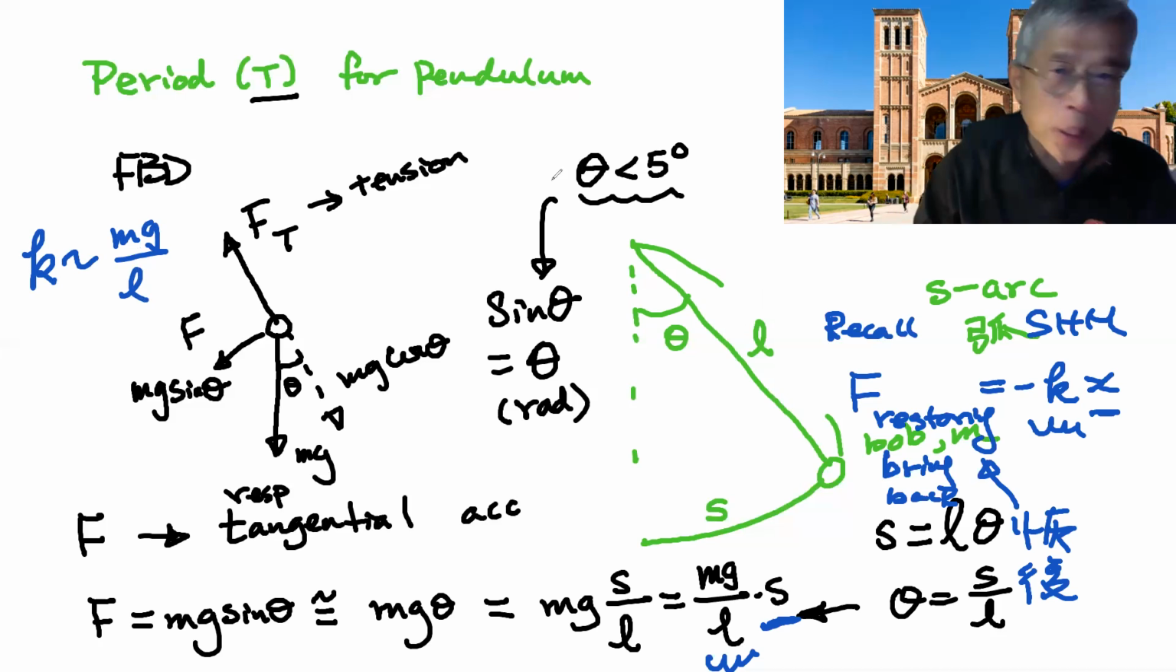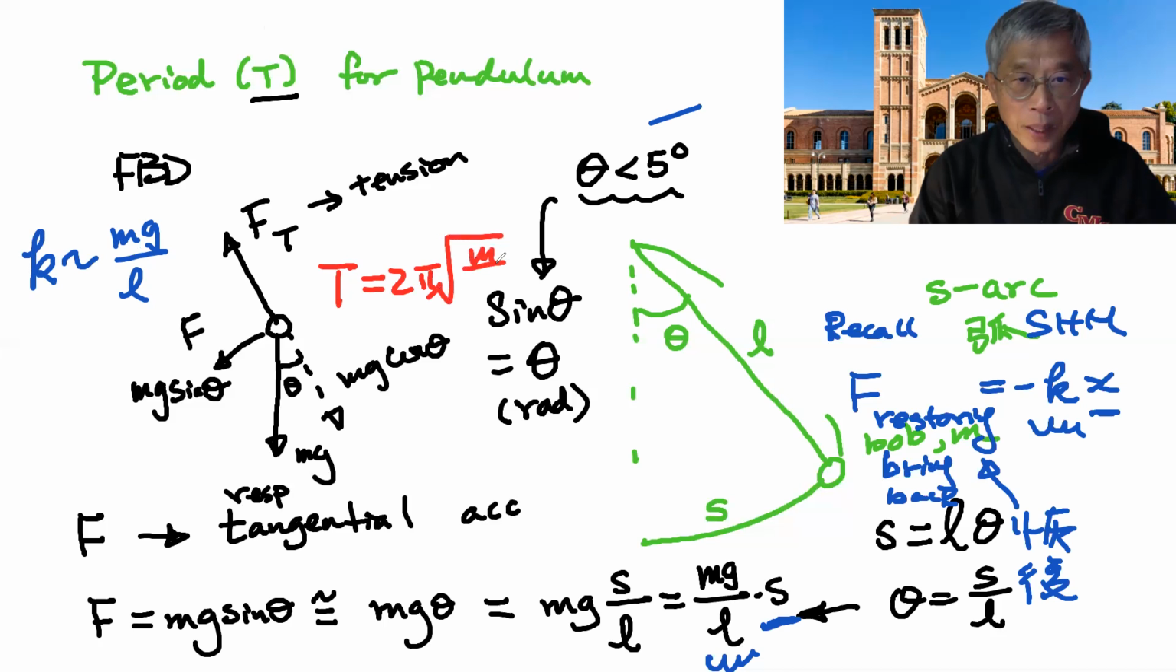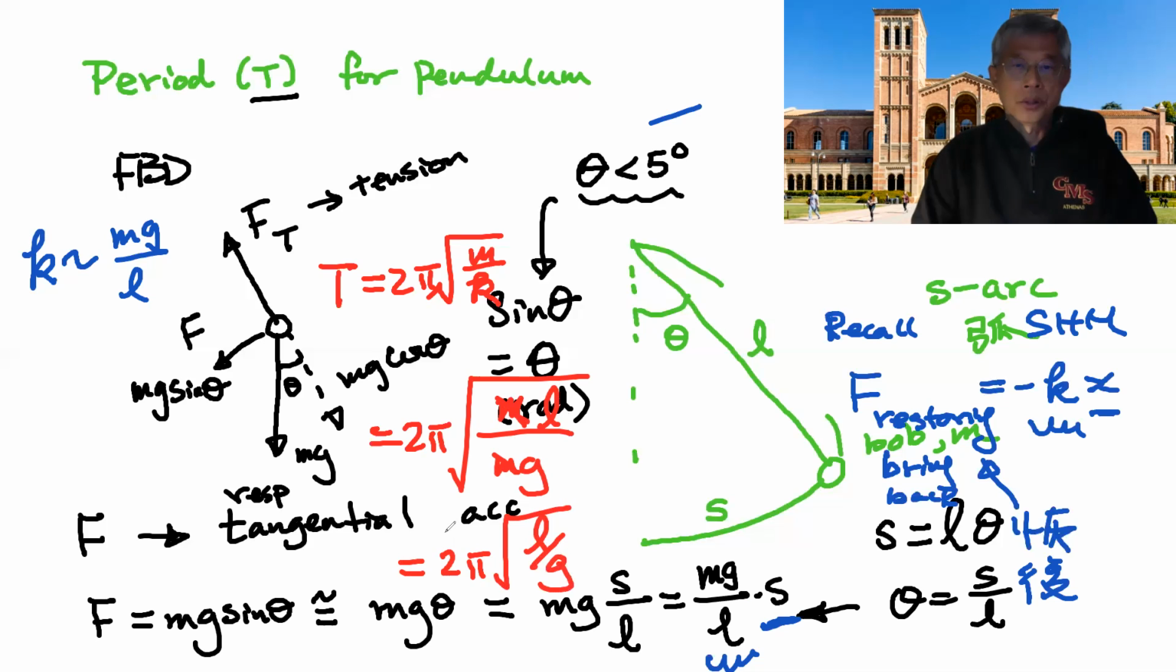So now let's look at our relationship. Remember, the T for the SHM is equal to 2 pi square root of m divided by K, right? So we're going to put this K as mg divided by L in there. Then we have m over mg divided by L, so L is going to go on top. The m cancels out. So the period for the pendulum becomes 2 pi square root of L divided by g. This is the formula for the period of a pendulum.